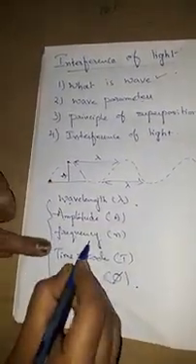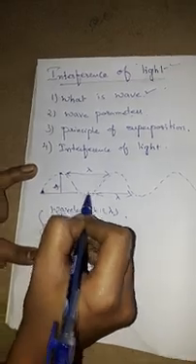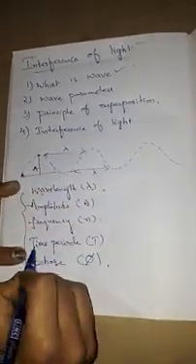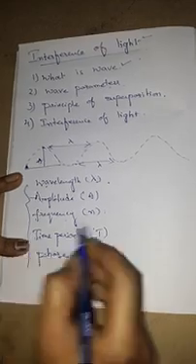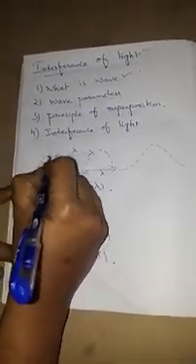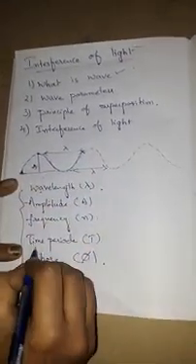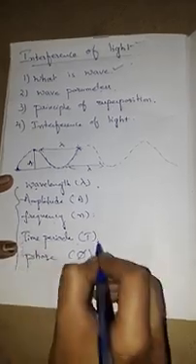Now, frequency. Frequency is nothing but the number of oscillations per second. When it makes one crest and one trough, it will be one oscillation. So the number of oscillations per second is the frequency. Time period is the time taken for one complete oscillation. From here to here is one complete oscillation. How much time is taken for one complete oscillation? That is the time period.